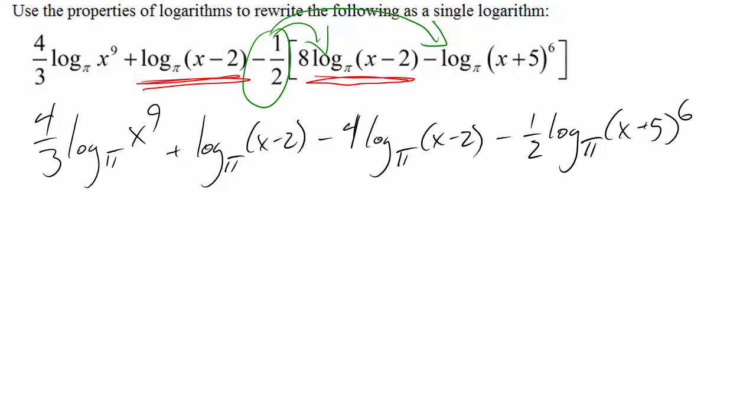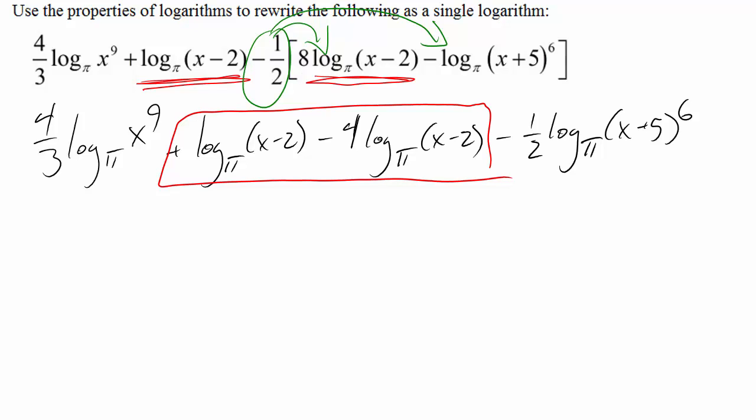Right, now that we've got all of that negative 1/2 distributed through, I'm going to combine my like terms. I've got a positive log base pi of x minus 2 minus 4 log base pi of x minus 2. The part we're going to care about here are just the coefficients. There's assumed to be a 1 in front of the first log base pi, and then I've got a minus 4. So we'll take that 1 minus 4, and that leaves us with a negative 3 log base pi of x minus 2.